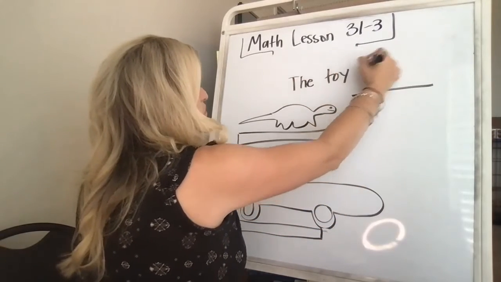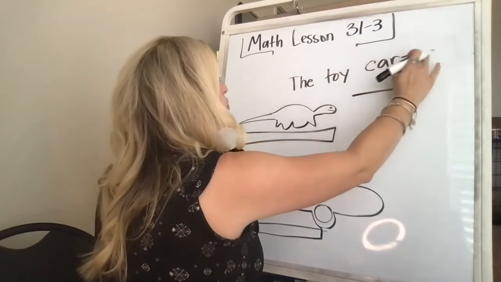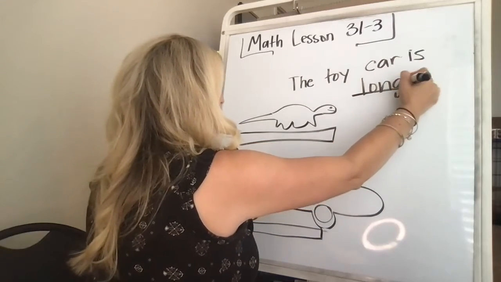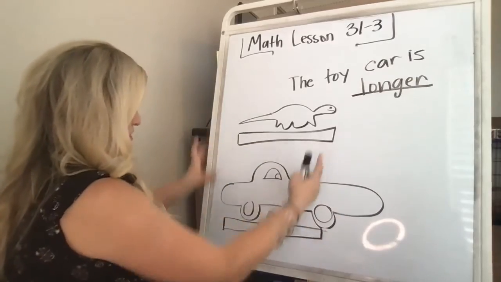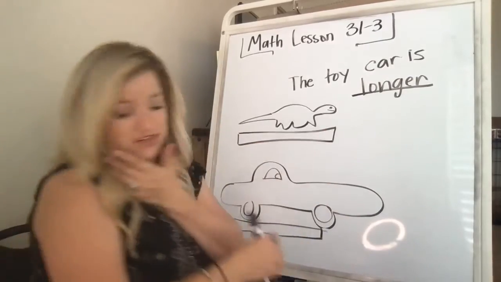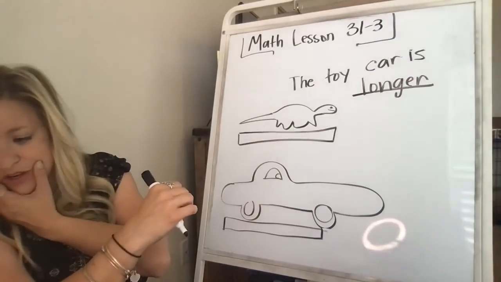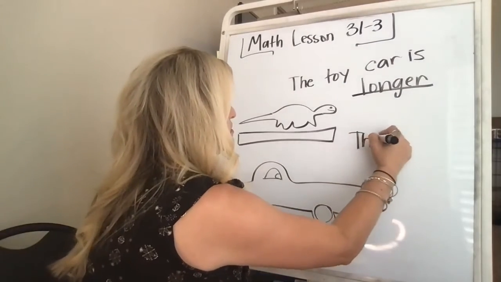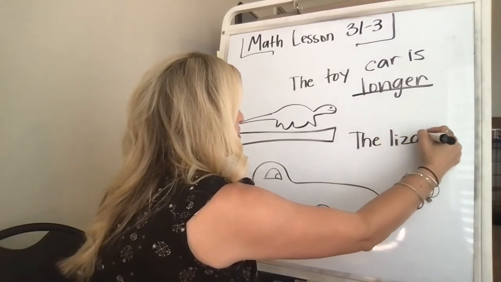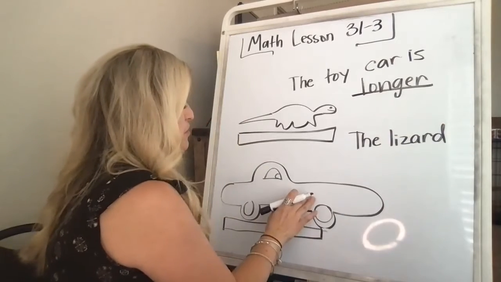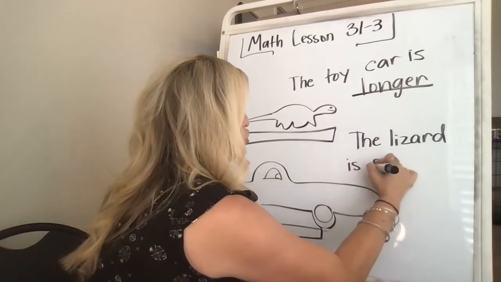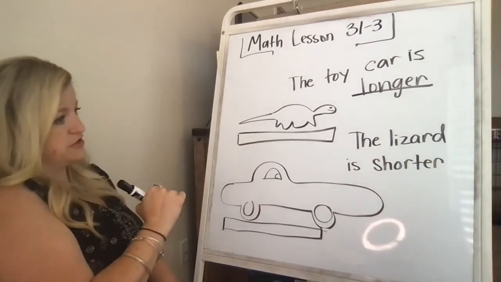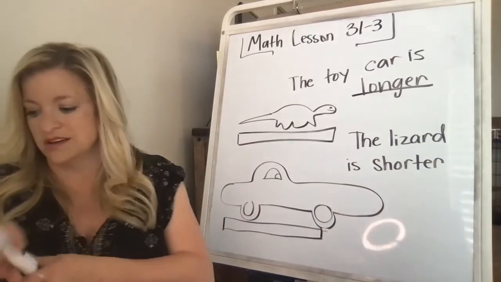The toy car is longer, right? If it goes past this piece of paper, that's the same. It's longer than the lizard. So the first one says the toy car is longer than the lizard. And the second one says the lizard, if the toy car is longer, then that means the lizard is shorter than the car. They're opposites.